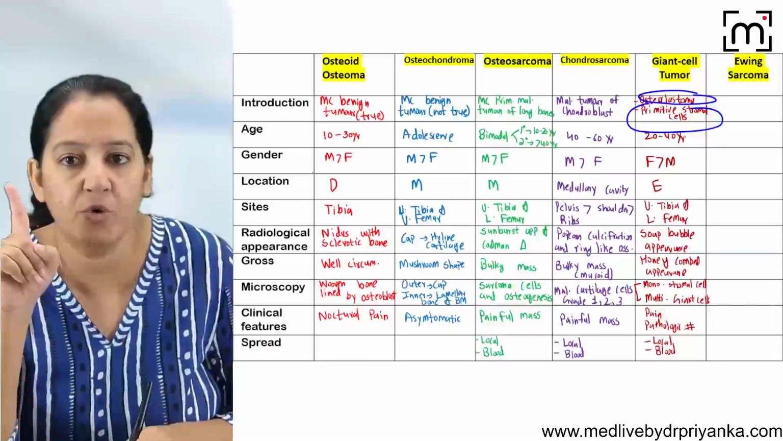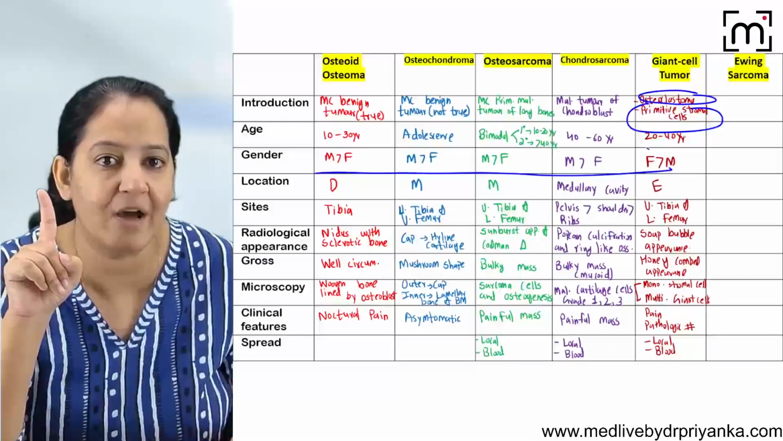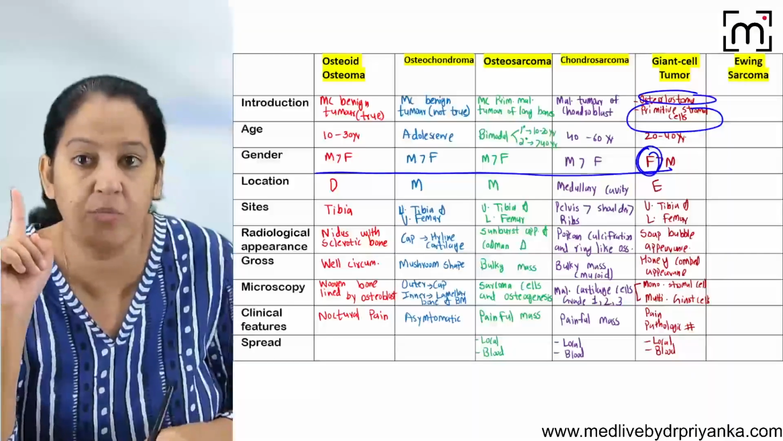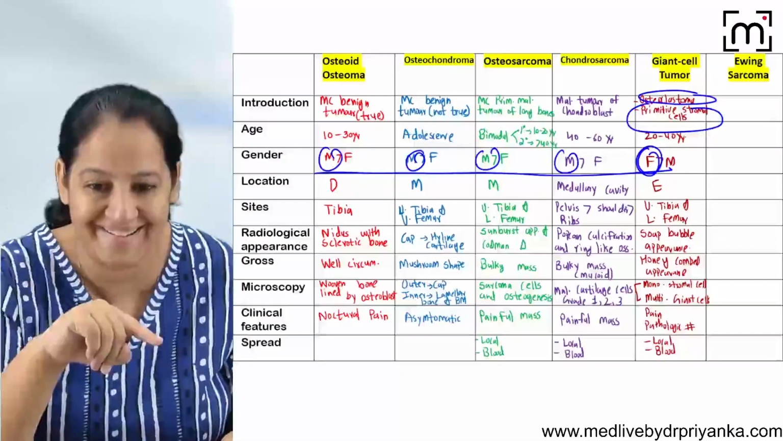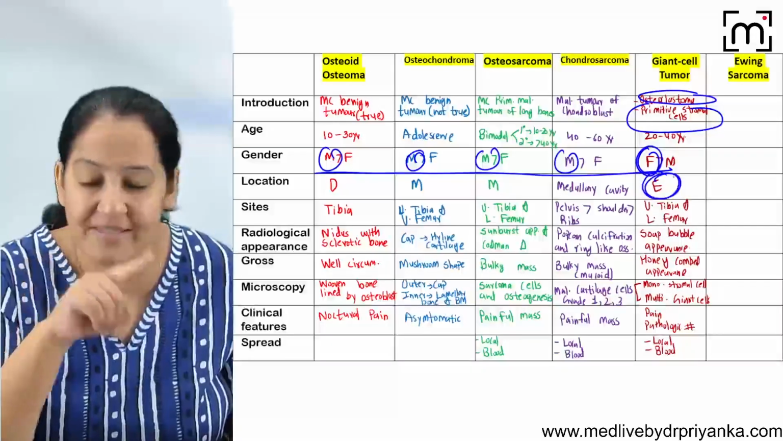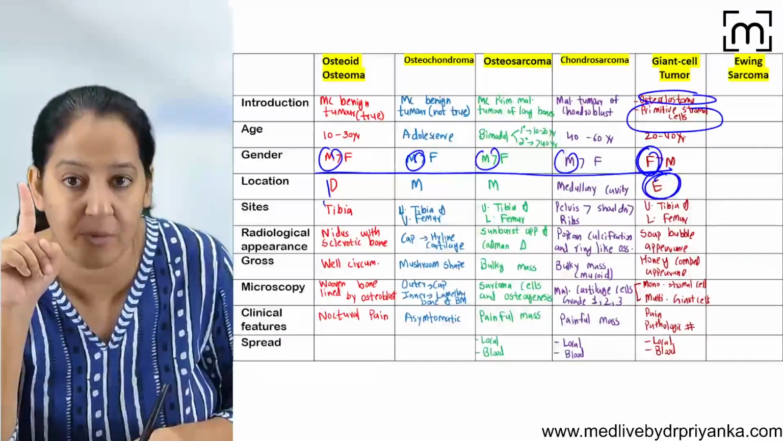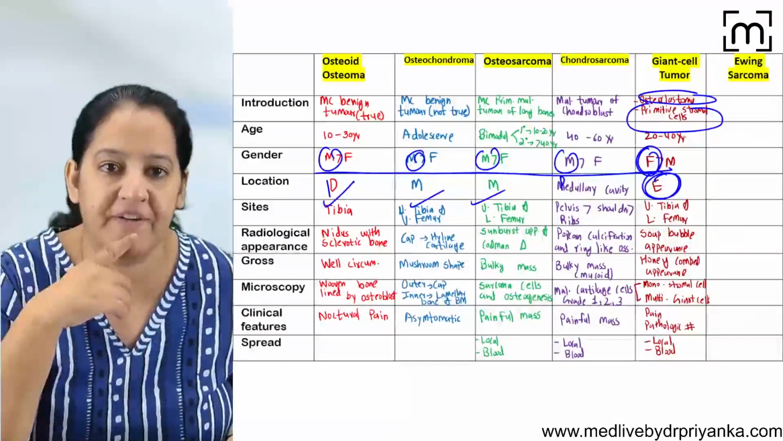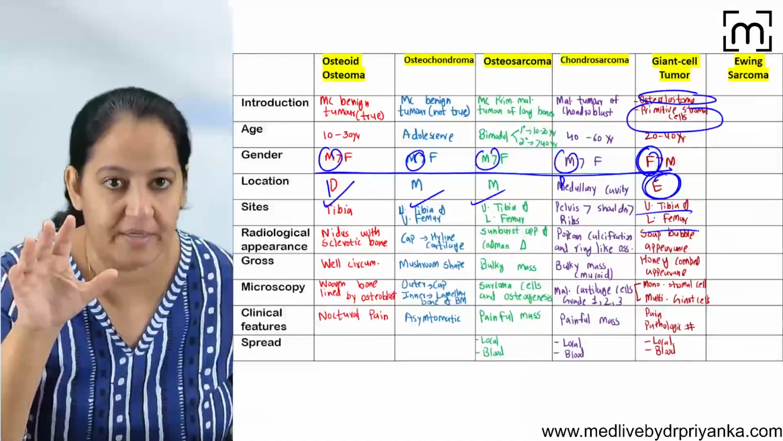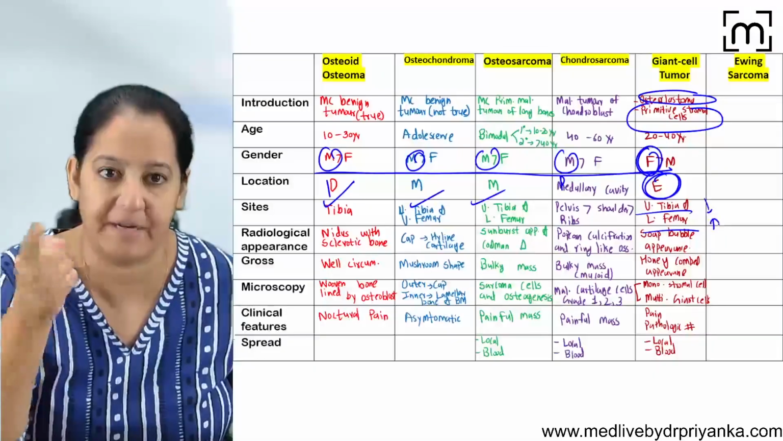It is the only bone tumor which is more common in female till now. See, remaining all I told you more common in male, but this one is more common in female. This is a tumor which is arising from epiphysis. Rest all were arising either from diaphysis or metaphysis. This one arising from epiphysis. The location is the knee joint. That is lower femur, upper tibia.